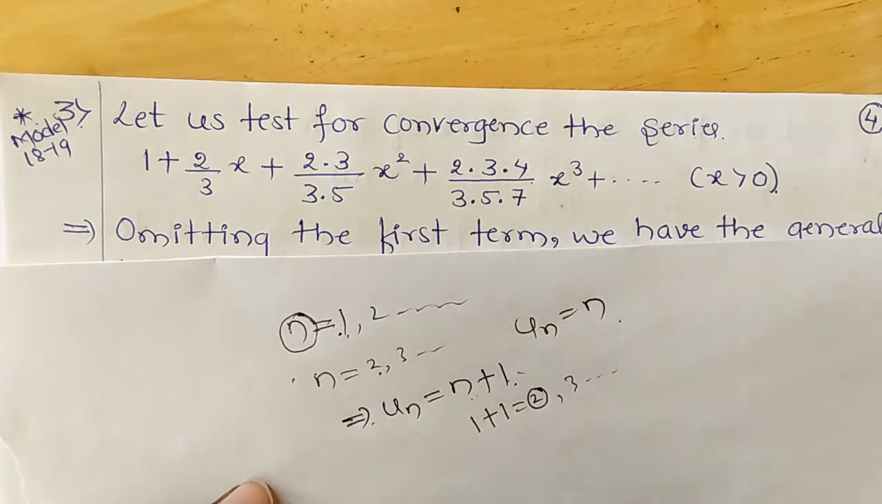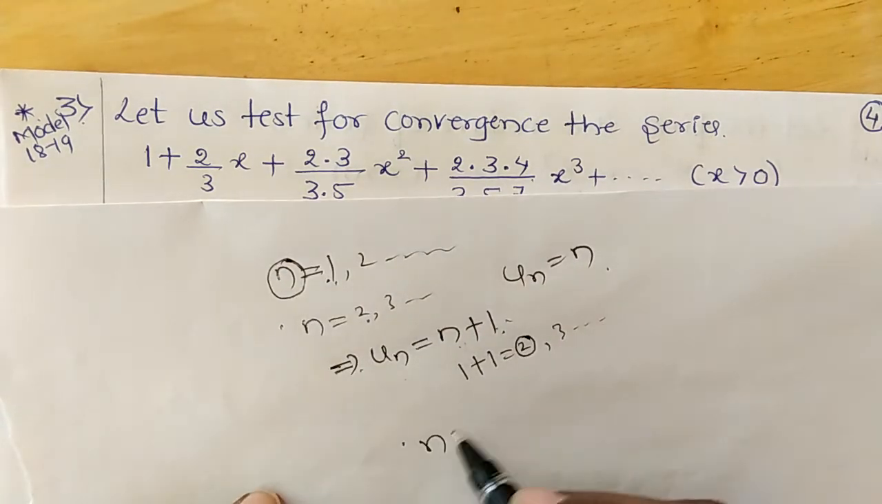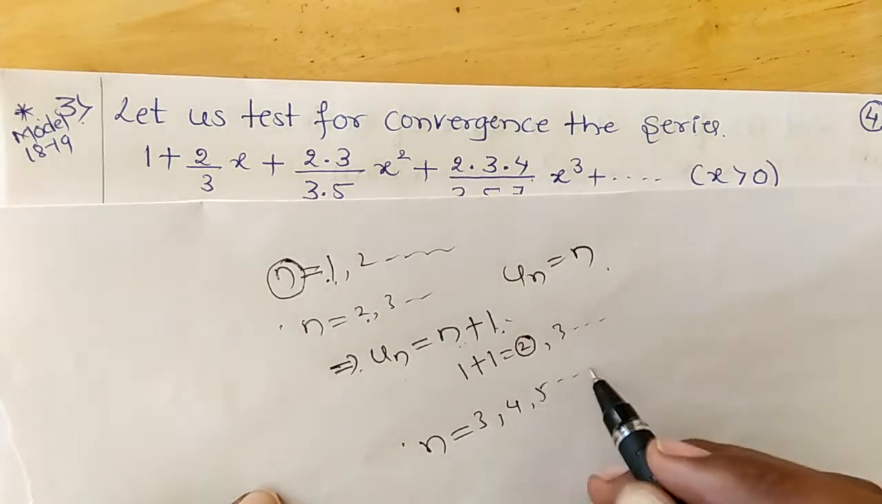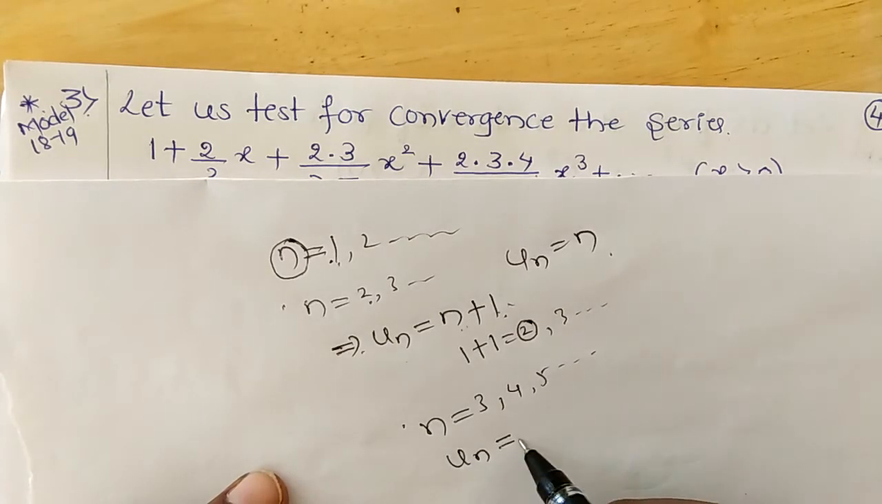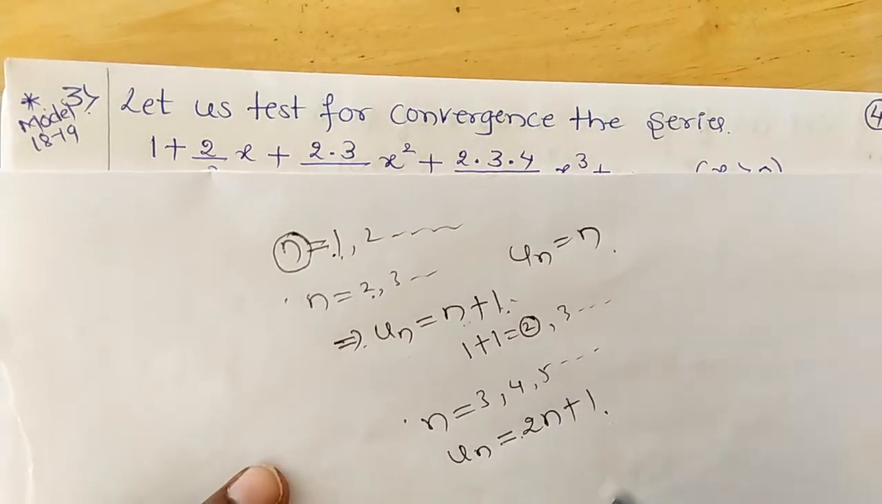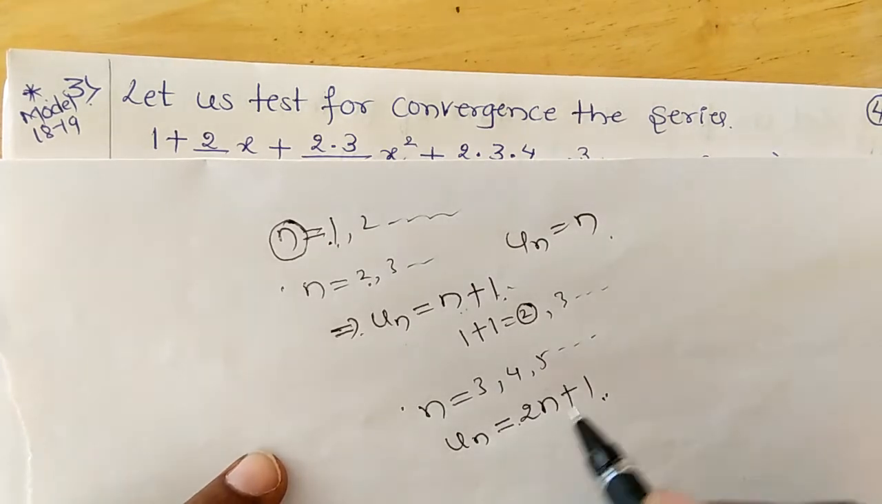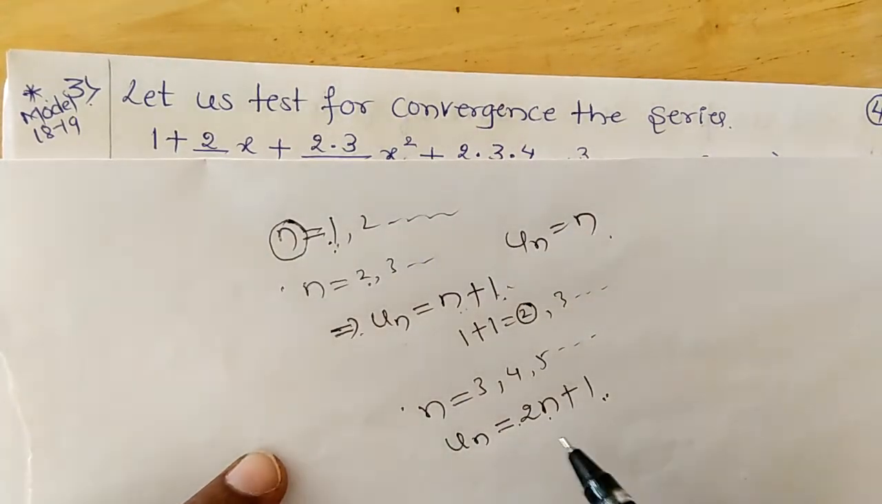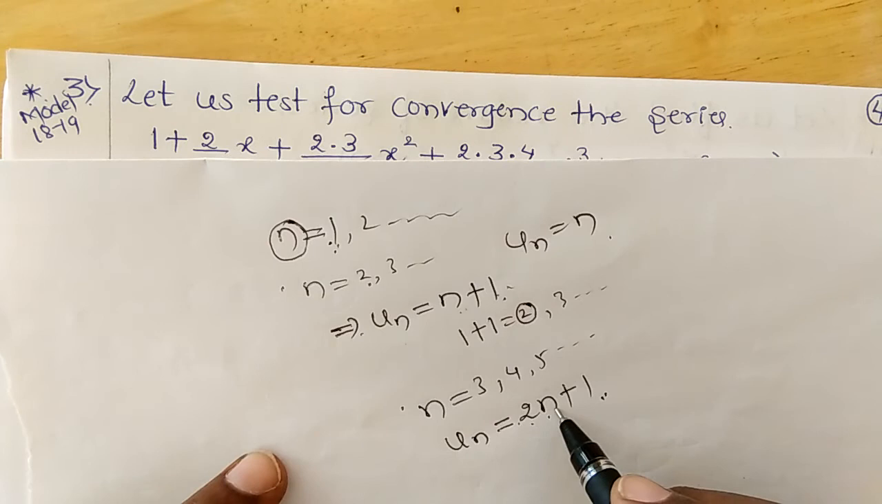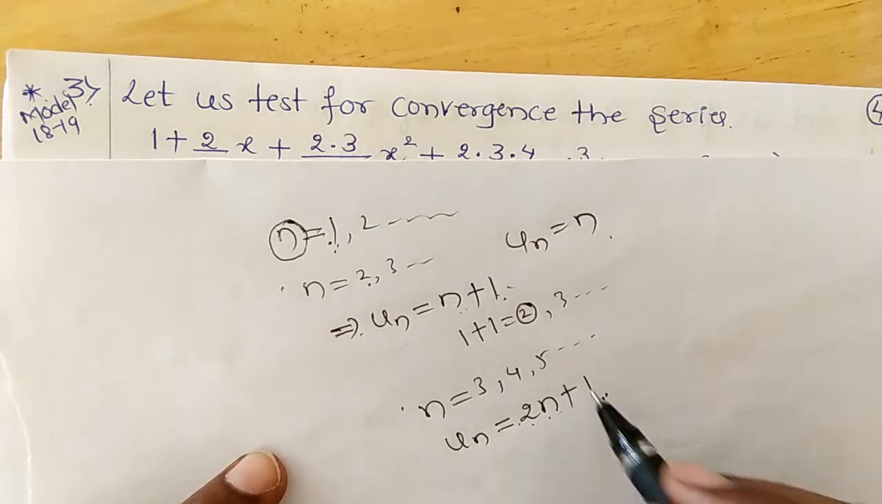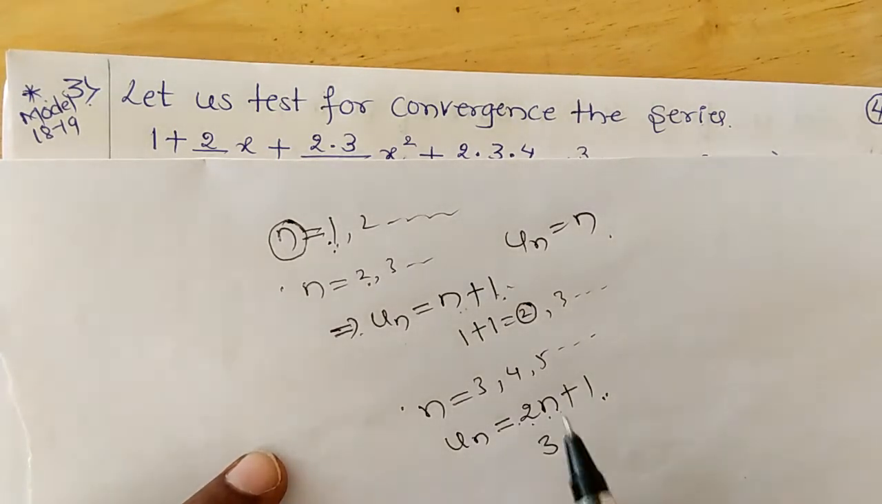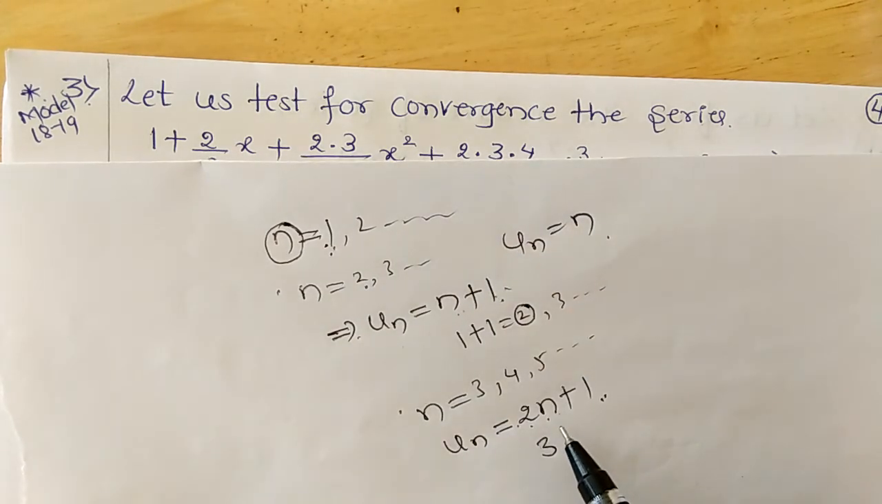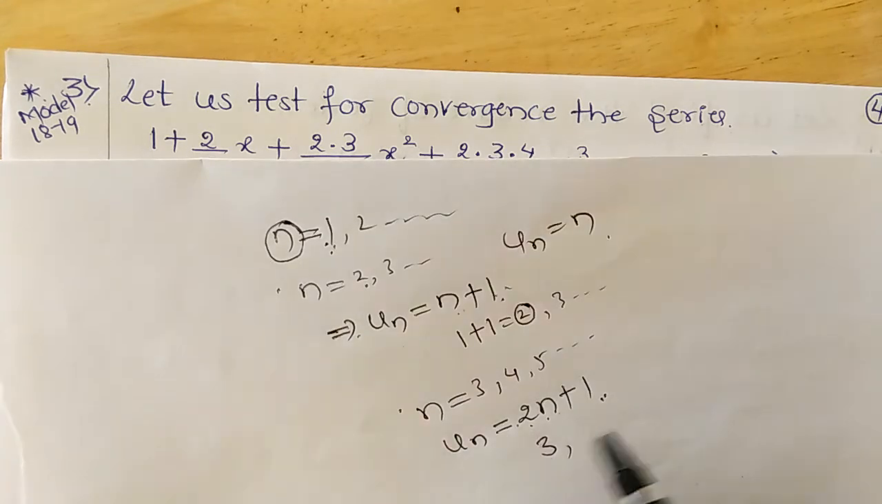If n starts from 3, 4, 5 like that, then what is the un value? un is equal to 2n plus 1. Why is it 2n plus 1? Put n equal to 1: 2 into 1 is 2, plus 1, so 3. The first value is 3. Put n equal to 2: 2 into 2 is 4, like that.